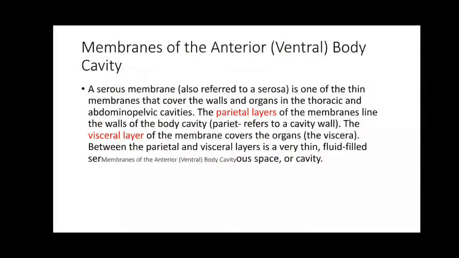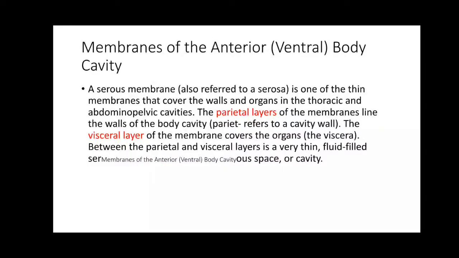So then we have the membranes of the anterior body cavity or ventral body cavity. Now what are these serous membranes? A serous membrane, also referred to as serosa, is a thin membrane that covers the walls and organs in the thoracic and abdominopelvic cavities.